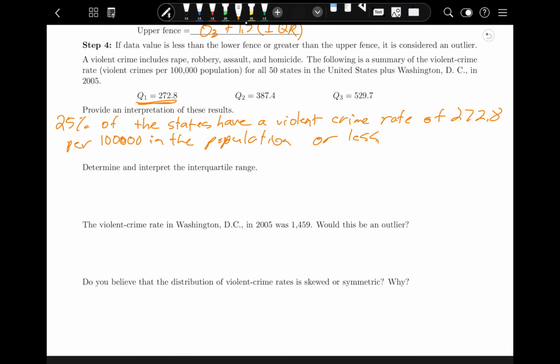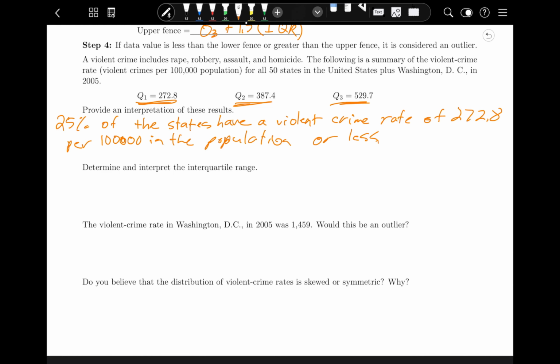We can also say that 75% of states have a violent crime rate of 272.8 per 100,000 in the population or more. We could flip it around. For quartile 2, we do the same thing but with 50% both directions, because it's splitting it exactly in half. And for Q3, it would be 75% are less and 25% are more.